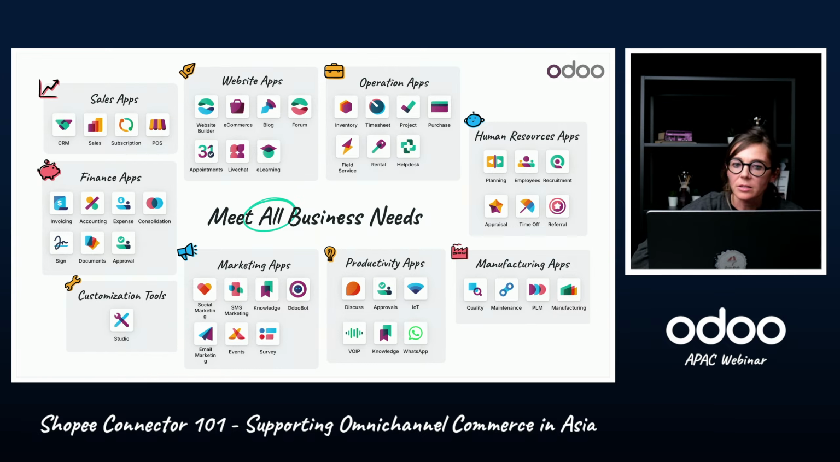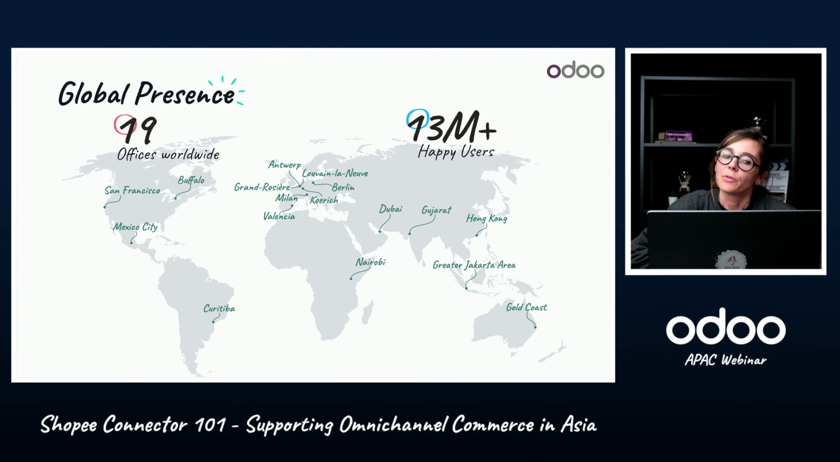You can go from sales to website to operations to human resources as well. It's a big job when you have to use multiple systems to handle things like human resources. You also have the productivity apps, the marketing apps, and finance apps. To finish on that, Odoo is always expanding. At the moment, we have 19 offices worldwide and more than 30 million happy customers. In APAC, we have a presence in Hong Kong, Indonesia, and also Australia.